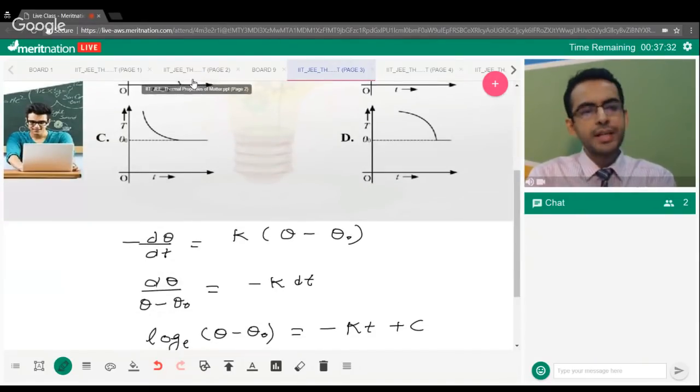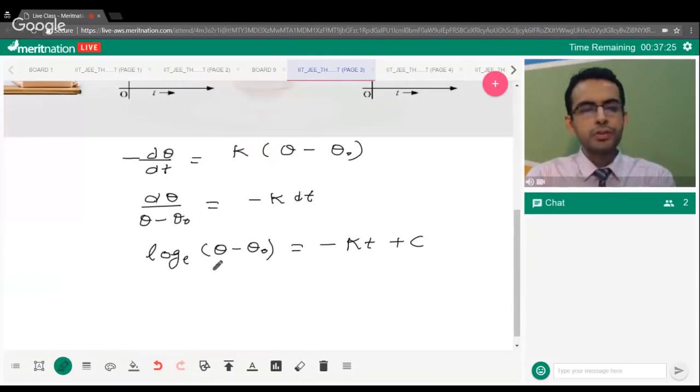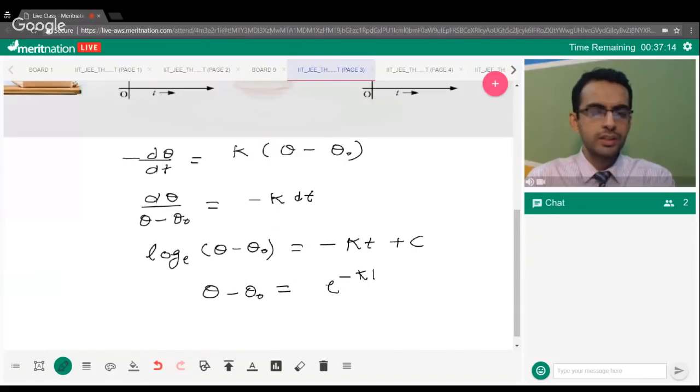In the previous case, we needed the graph of log base e (θ − θ₀) and time. So in order to find the relation between temperature and time, we can say that θ − θ₀ is equal to e raised to the power −kt + c. And we can say θ is equal to θ₀ plus e raised to the power −kt + c.